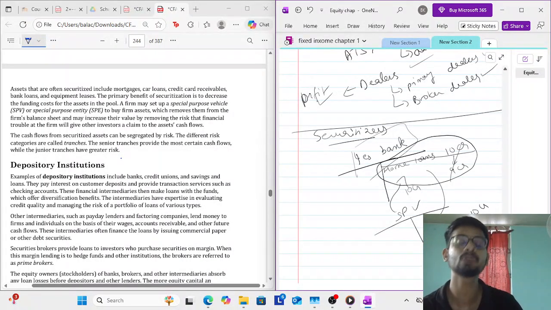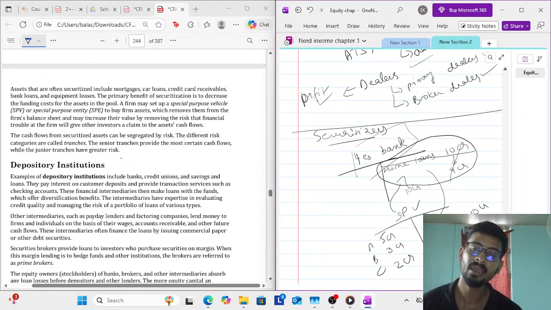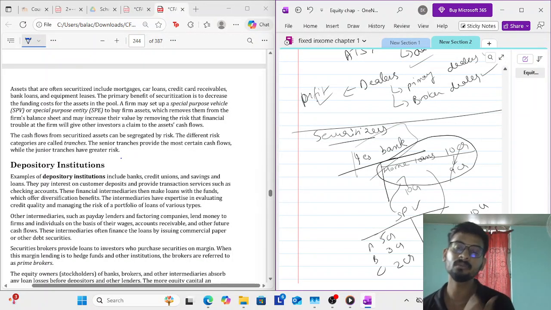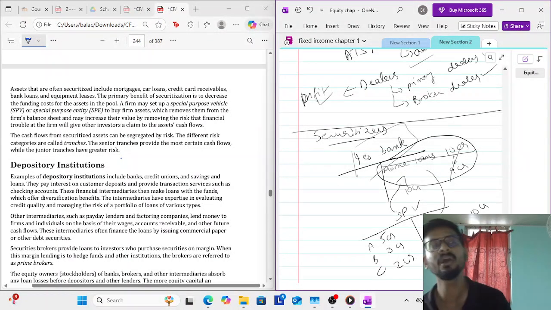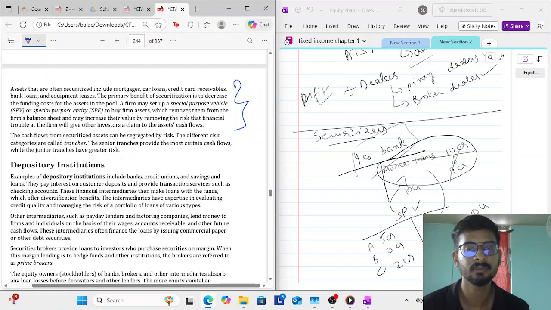So this is actually the securitization topic we are learning here. Now everyone is subscribing: A is subscribing for 5 cr, B for 3 cr, and C for 2 cr. The MBS of 10 cr is one investment pool, and every year they are promised a fixed percentage as returns, fixed cash flows. So this is actually the concept of securitization, nothing more.